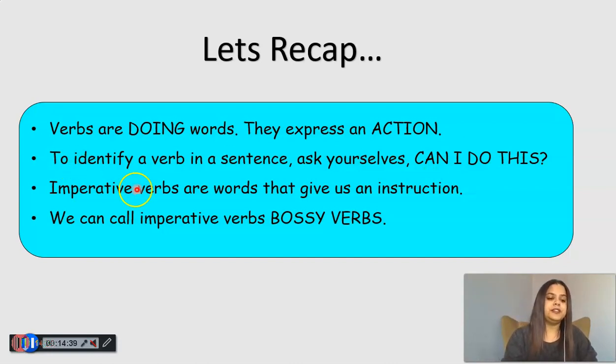Right. Imperative verbs. Imperative verbs are words that give us an instruction. So it tells us something that we have to do. We can call imperative verbs bossy verbs. And I know you're going to like that word because these words are just going to tell you exactly what to do and when to do it. So, for example, write this down. That is me telling you to do something. Okay, but I'm just joking. Grade 5s, I just wanted to explain to you how this could possibly work in this instance.